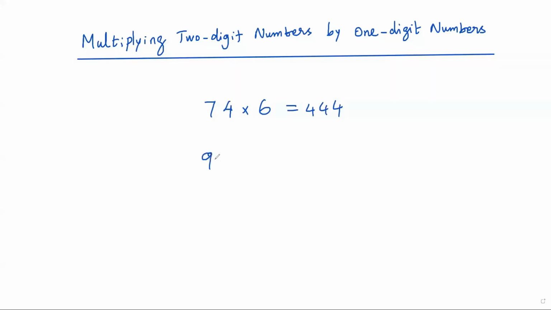Okay, 92 times 8. You can assume 92 as 90 plus 2. 8 times 9 is 72. That is 720. 8 times 2 is 16. 720 plus 16, which is equal to 736. Okay, now let's look at some different examples.